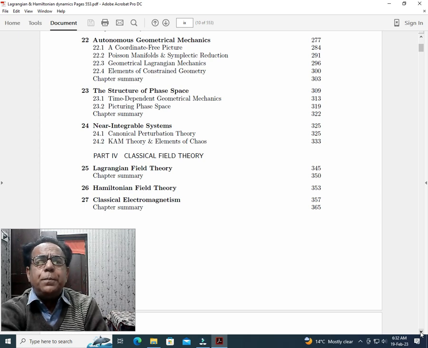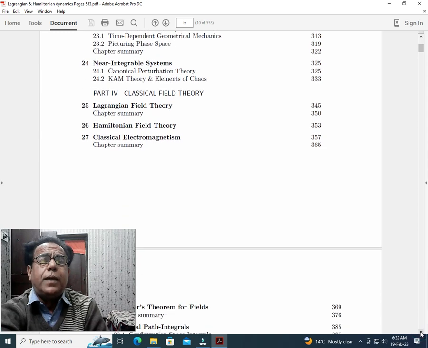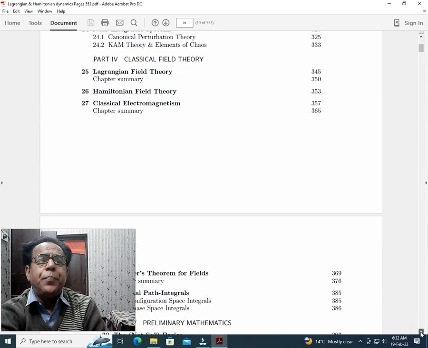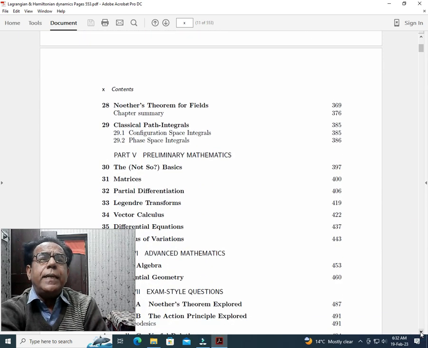Now we come towards part 4 of this book, which is classical field theory. The first chapter of this part is chapter number 25, Lagrangian field theory. Chapter number 26, Hamiltonian field theory. Chapter number 27, classical electromagnetism. Chapter number 28, Noether's theorem for fields. Chapter number 29, classical path integrals.